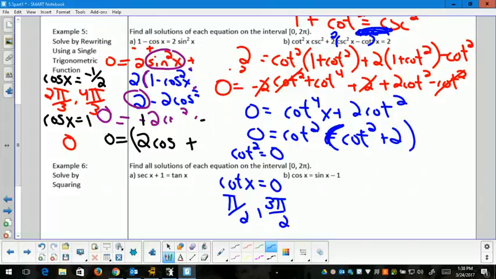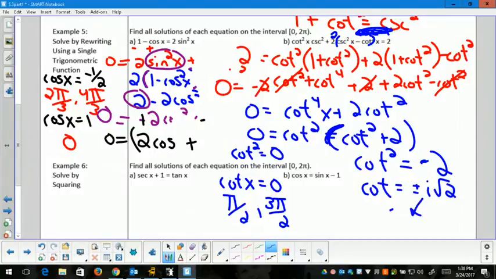And then cotangent squared plus 2, if you set it equal to 0, then you get cotangent squared equals negative 2 when you take away the 2. And you take the square root, plus or minus i square root of 2. So there's no solution for that portion. Any questions on that?